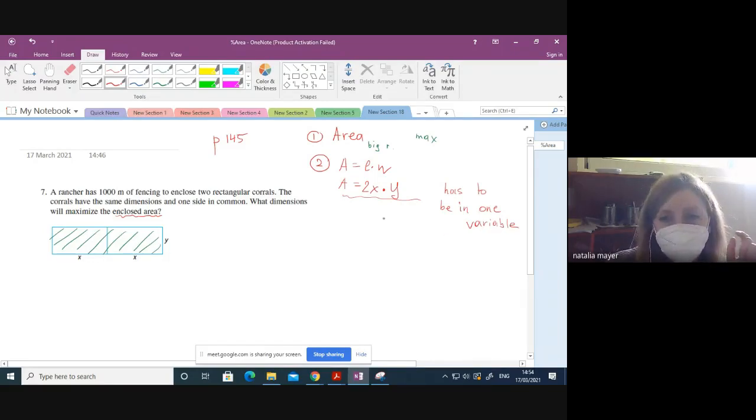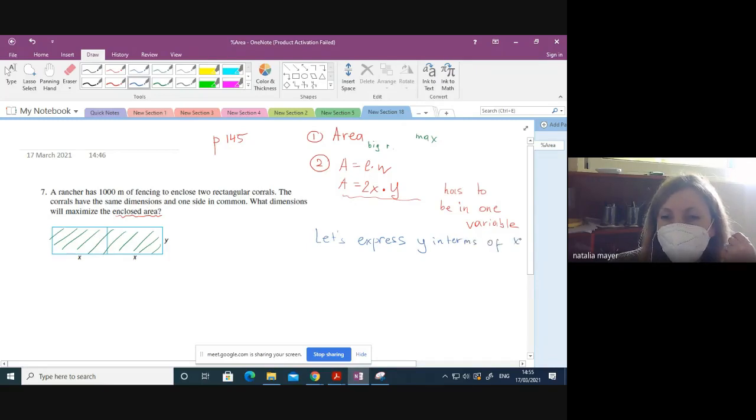Okay, so then it means that one of these variables has to be expressed in terms of the other one, right? So here comes the rest of the question. Let's agree to express y in terms of x, right? So let's express y in terms of x.